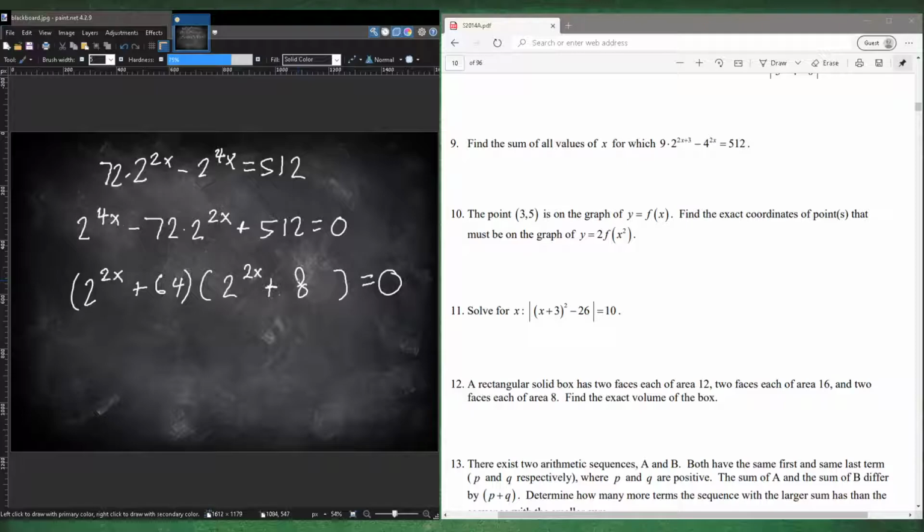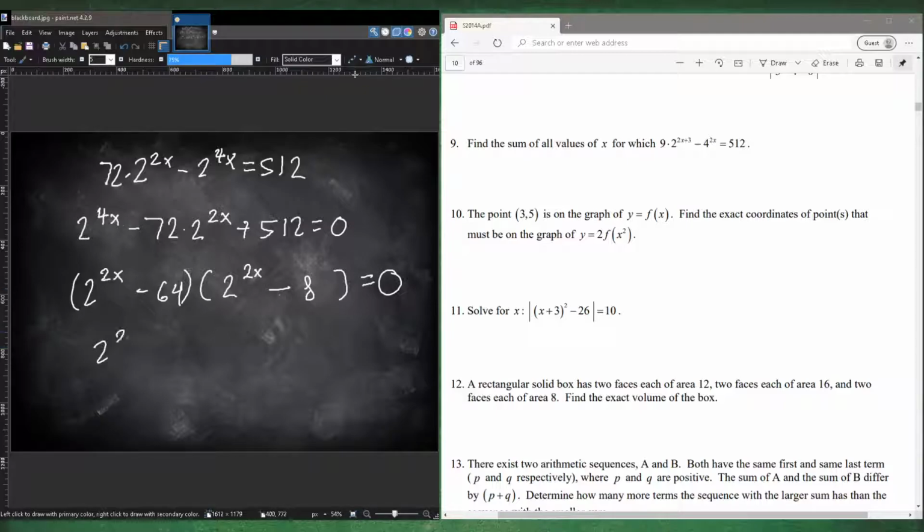Okay, so, sorry, these are not positive. This is negative. This is positive. Since this is positive, to make it negative, we have to have two negatives. So that's 64 and 8. To make that 72. 64 plus 8 is 72.